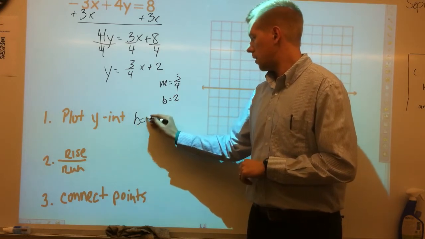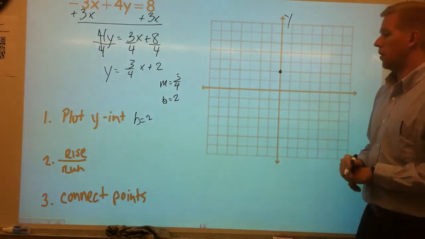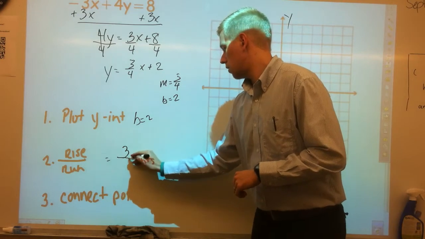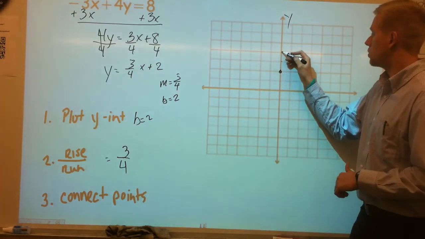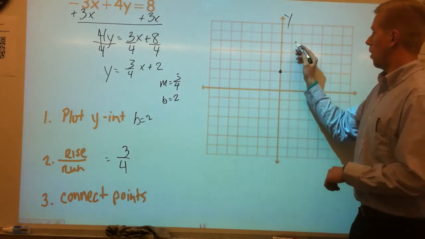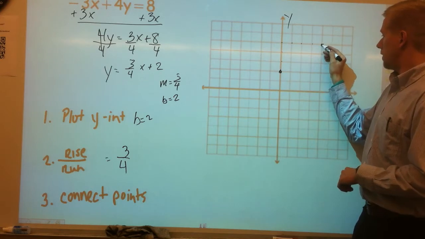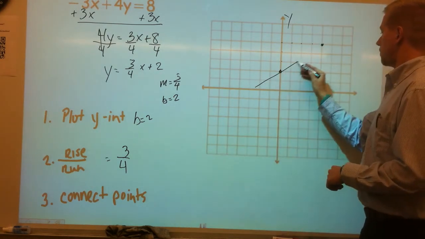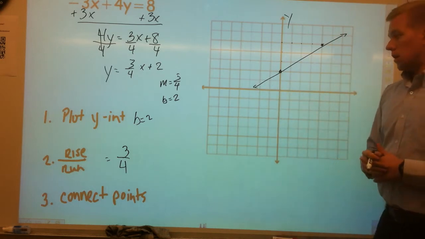Okay, I'm going to start by plotting my y-intercept. My B is 2. So I go on the y-axis, I go up 1, 2, plot that point. Then I look at my slope. My slope is 3/4. Rise over run. So I'm going to rise 3, 1, 2, 3, and run 4, 1, 2, 3, 4. So I'm going to put a dot right there. And then I'm going to connect the 2 points. Like so. That is my line.